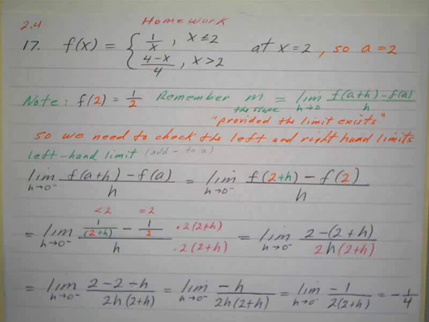Okay, here's 2.4, number 17. And it's the same as number 15. Determine whether the curve has a tangent at the indicated point. If it does, give its slope. If not, explain why not.